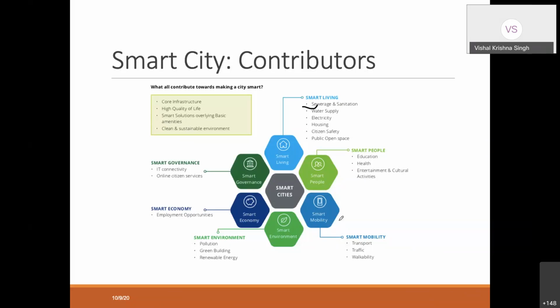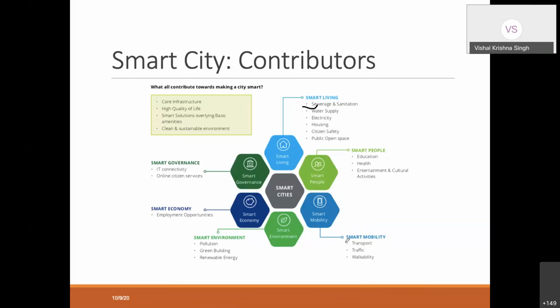Then again, smart mobility. As I said, the number of people is growing significantly, and hence the number of transportations. So the public transportation, the roads, the traffic systems all need to be optimized with the help of information and communication technology. Again, this comes to transport, traffic, walkability, all aspects related to mobility.